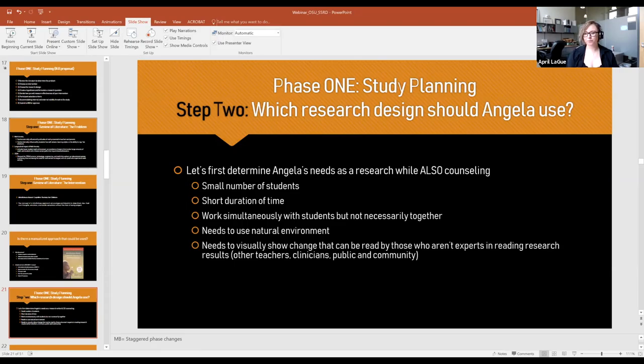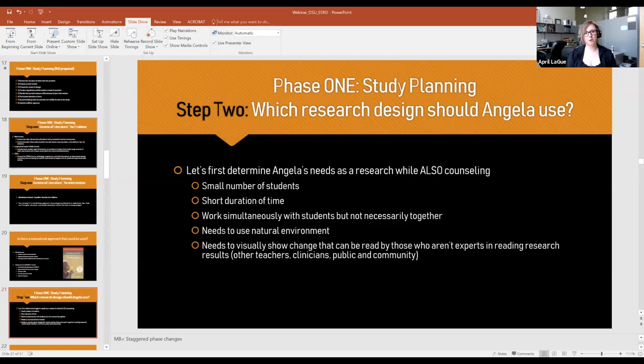So again, I have an underlying foundation of advocacy for single subject research under here that I know I keep bringing up, but it's really important to show our students that they can do this, that we can do this and our students can do this. So let's look at her needs. So what are your needs?